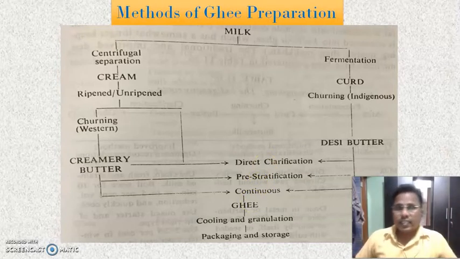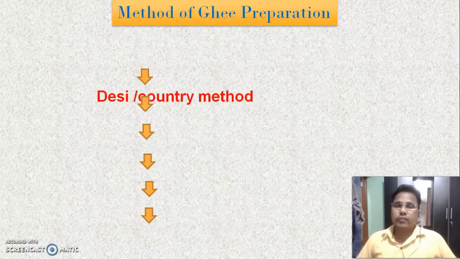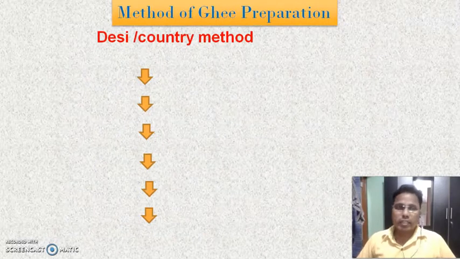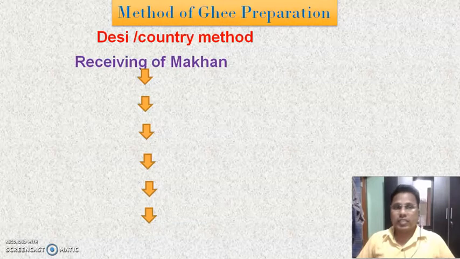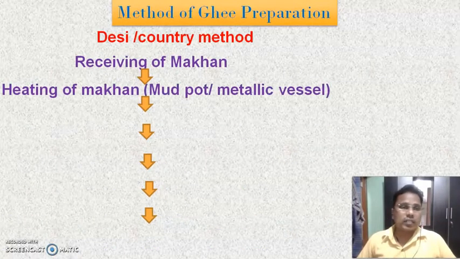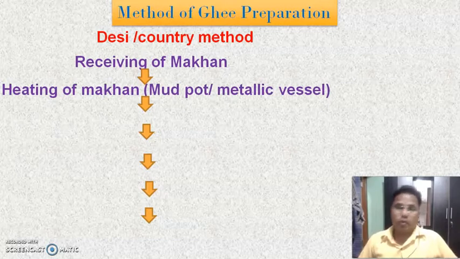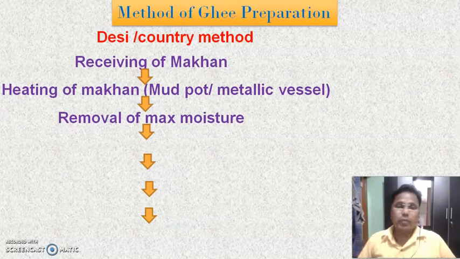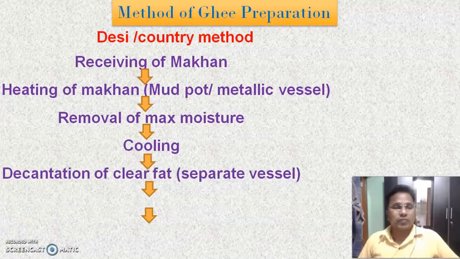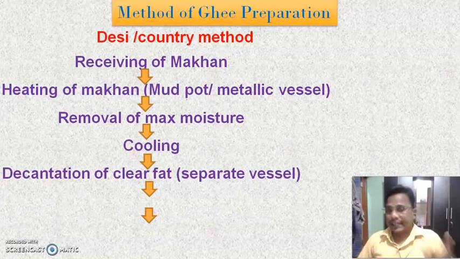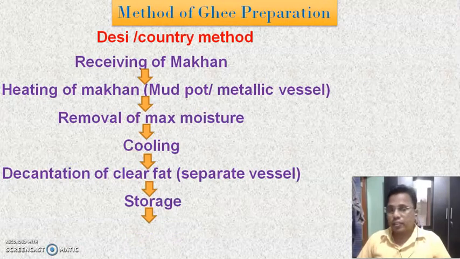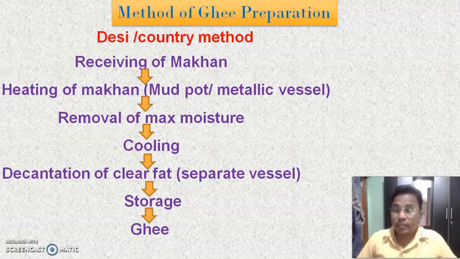So we have already discussed all these methods in short, and after this we have seen the country method or the desi method of ghee preparation. In that we have seen the receiving of makhan, the heating of makhan in a mud pot or metallic vessel, then the removal of the maximum moisture from that makhan, then cooling, decantation of clear fat, or the separation of fat by using muslin cloth, and then the storage and the final product obtained by this country method, that is ghee.